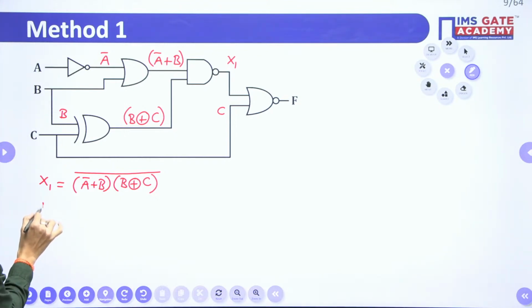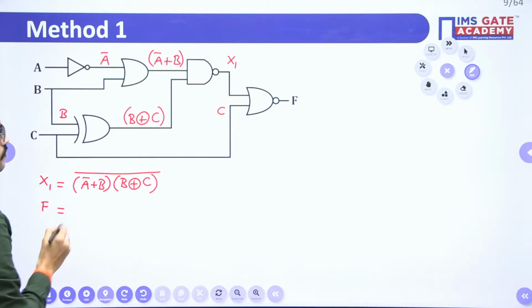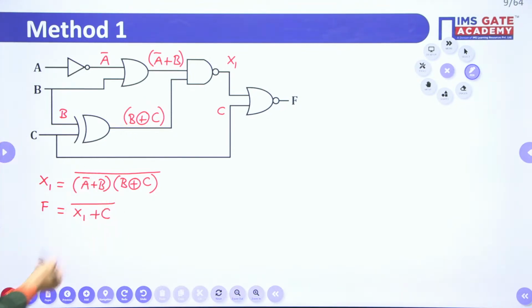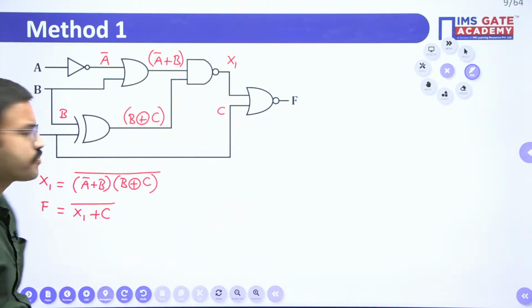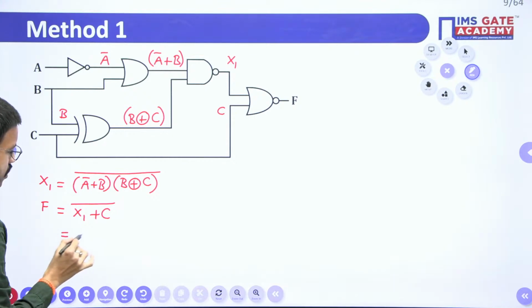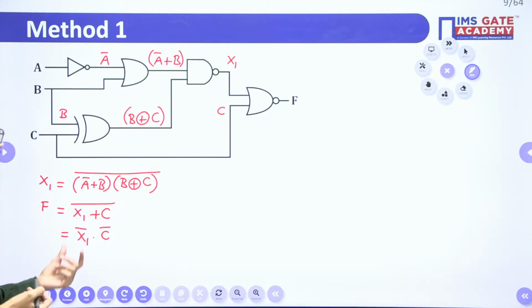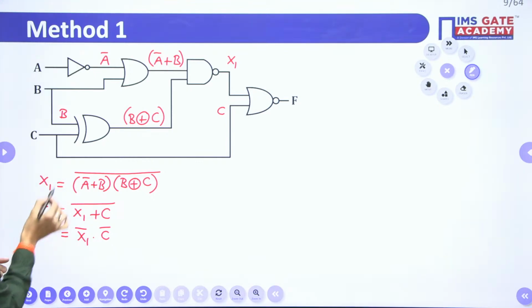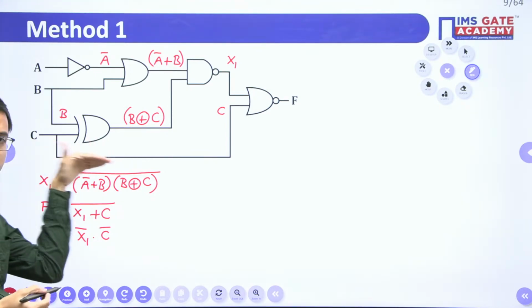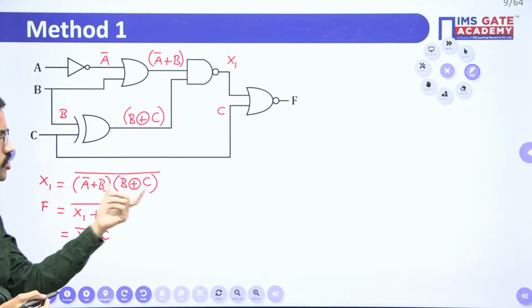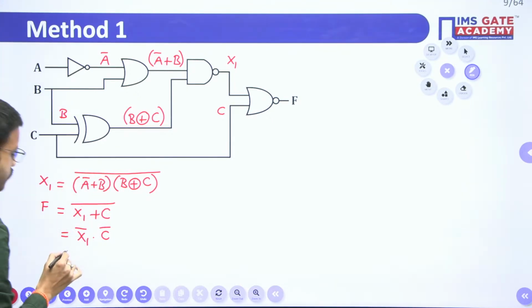So F equal to X1 plus C whole bar. By using De Morgan's law, you will get X1 bar into C bar. See here, X1 you are already having in complement version. When you are performing complement once again, you will get the normal function.